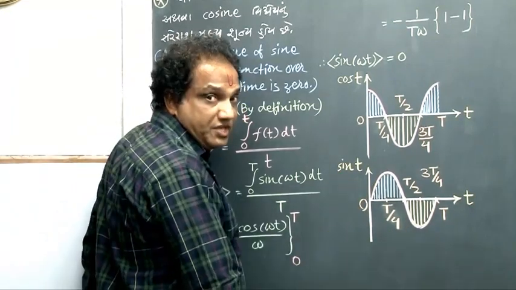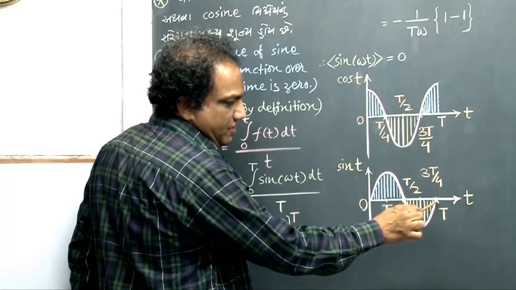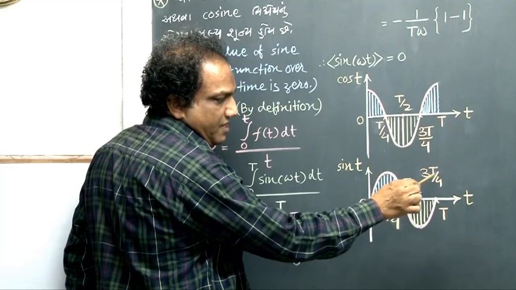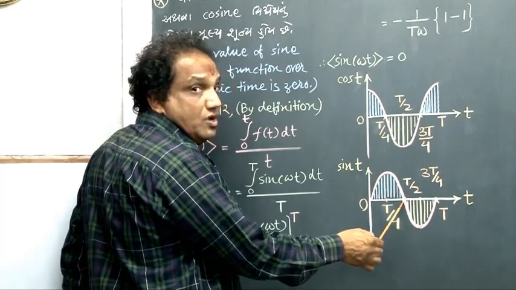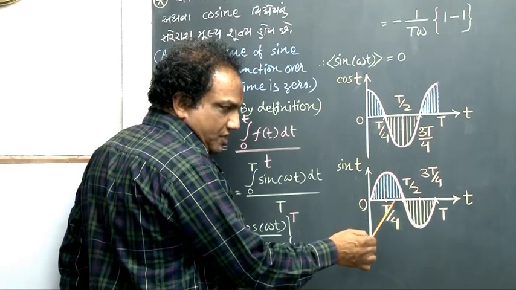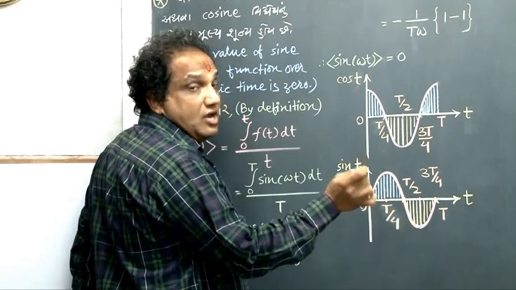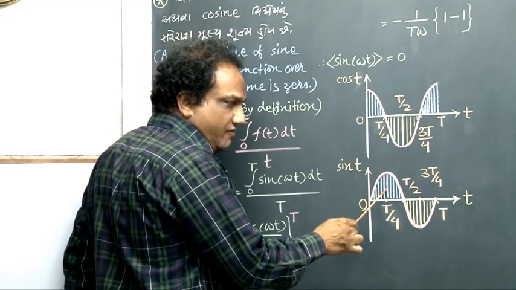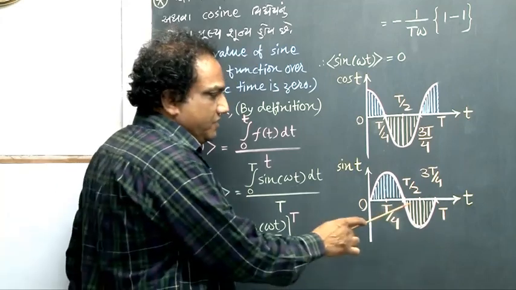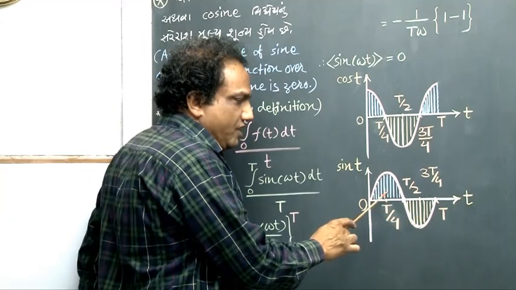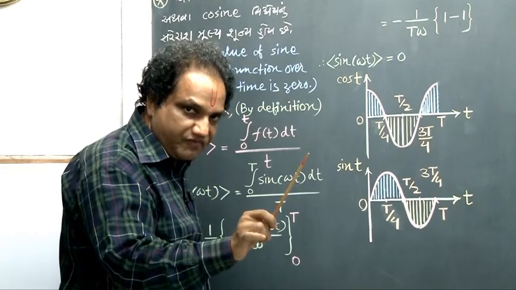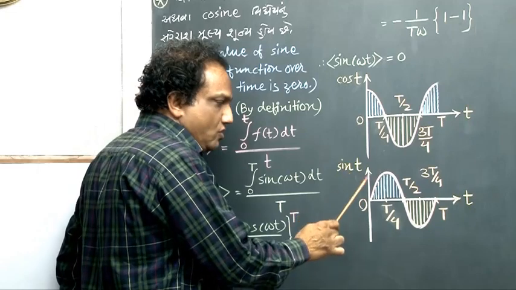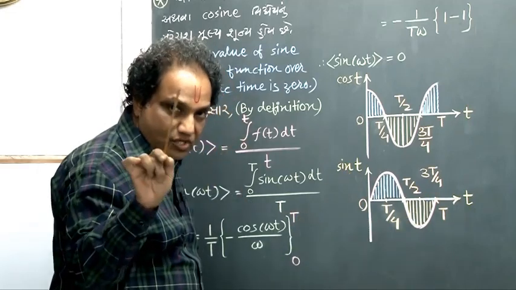And in this graph, you can say this time is 0, this is capital T, this is T by 2, this is 3T by 4. From 0 to T by 2, how are the values? They are all positive. From T by 2 to T, how are the values? Values are negative. Suppose the summation of these positive values is 40, then this will come out to be minus 40. And when you take the summation of these two values, 40 plus minus 40, it will also be 0. So I mean to say, the average value of the sine function over one periodic time is also 0.